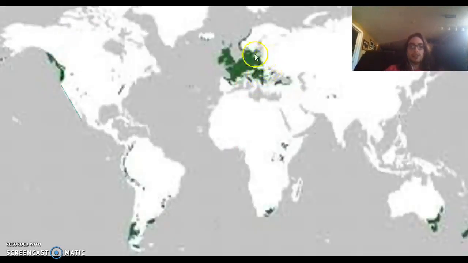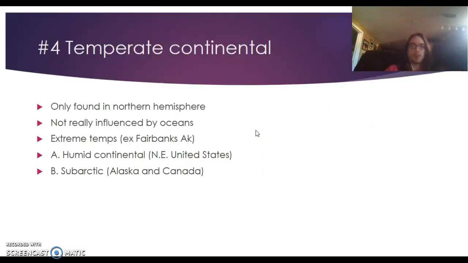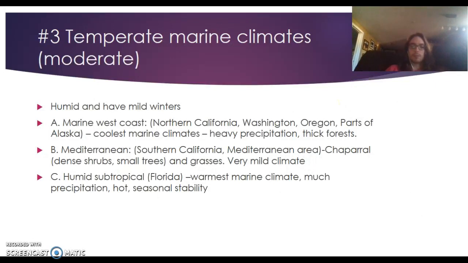And then here are the areas. Here's the Mediterranean area. Then we've got all the way up from southern Alaska down to right in here in California. And then we've got Florida as well. That's not marked, but that's going to be a marine tropical or marine temperate. That's going to be humid subtropical.